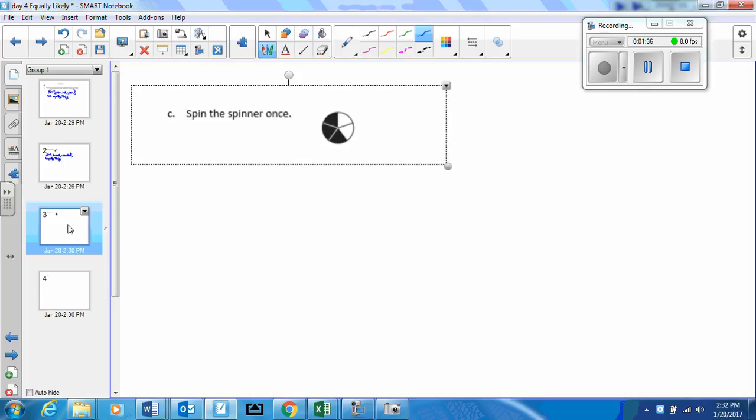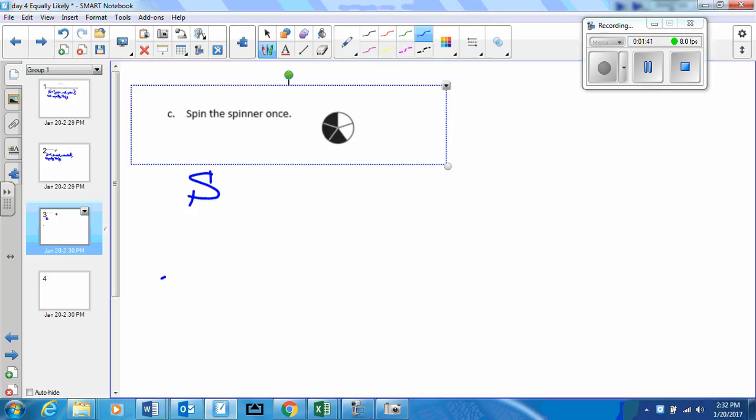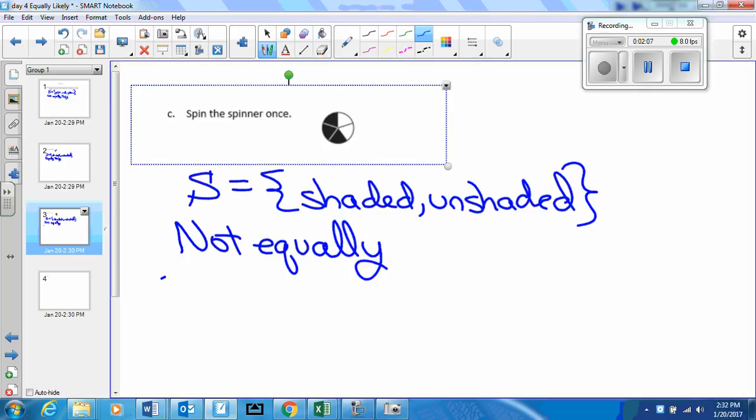Looking at part C, we spin this spinner once. Our sample space, or our outcomes, are still landing on a shaded region or an unshaded region. But now, when we compare the amount of the spinner that's shaded to the amount of the spinner that is unshaded, we can see that these are not equally likely because the spinner has a greater amount that is shaded than is unshaded. It has a bigger area.